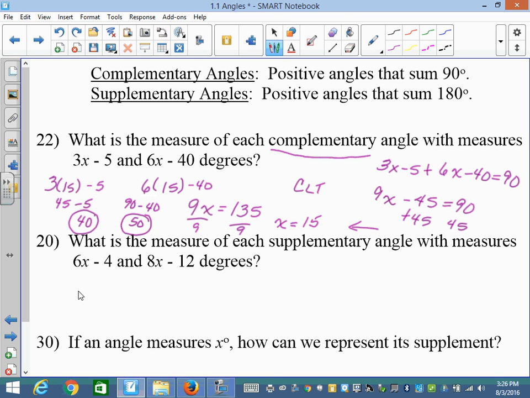Okay, so now that you're done with the problem, you have worked out this problem, so let's see how you did. I want supplementary, which means they must add up to 180 this time. So I have 6x minus 4 plus 8x minus 12 will equal 180. Combine like terms. 6 and 8 is 14x. Negative 4 and negative 12 is negative 16 equals 180.